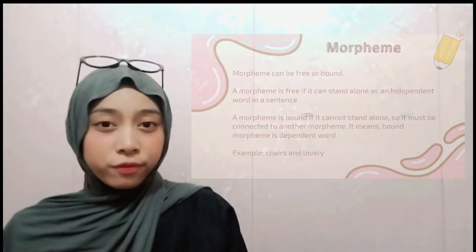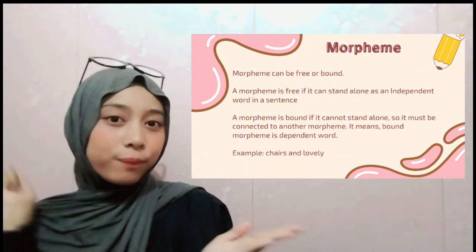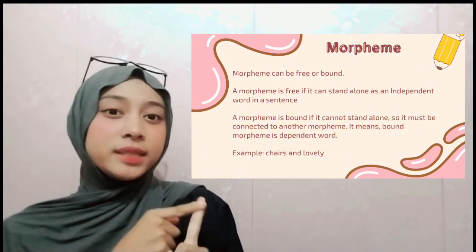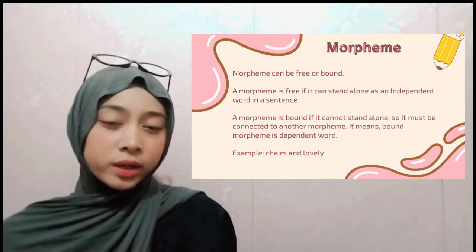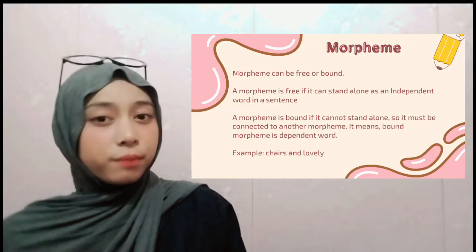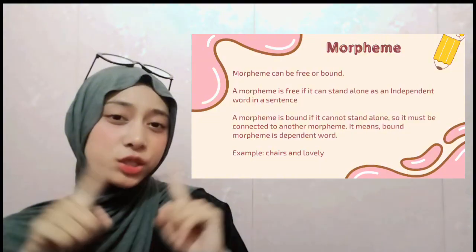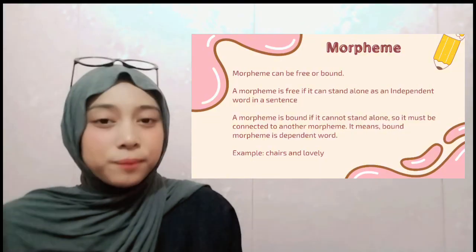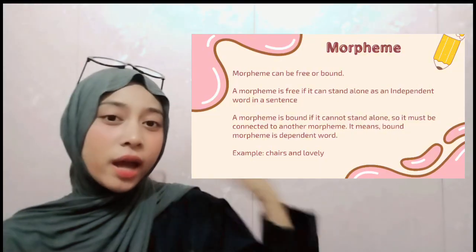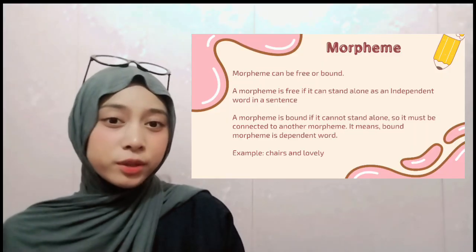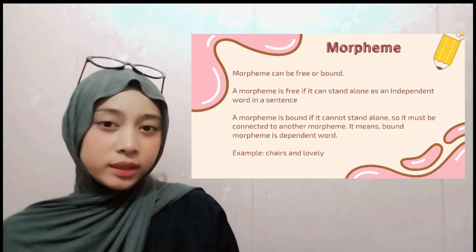Then, a morpheme can be free or bound. A morpheme is free if it can stand alone as an independent word in a sentence. Meanwhile, a morpheme is bound if it cannot stand alone, so it must be connected to another morpheme. It means a bound morpheme is a dependent word.